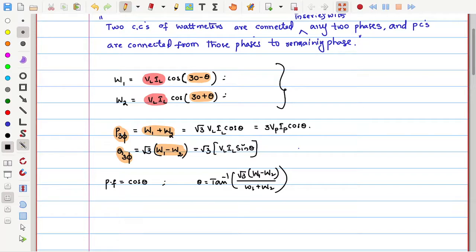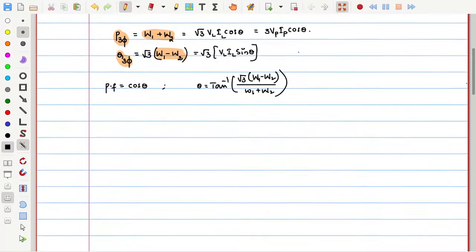So in this way you can get the theta. Once you get the theta, you can get the power factor. Now, let me proceed with some more additional observations which are very important in understanding the three-phase power measurement. Let me write some of the observations as points, or cases.